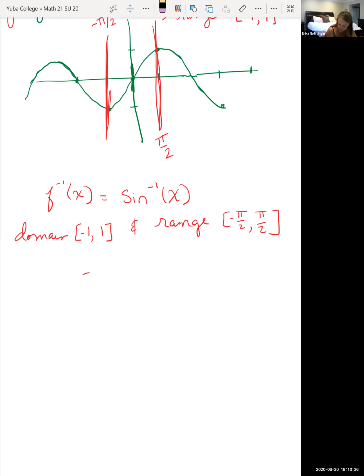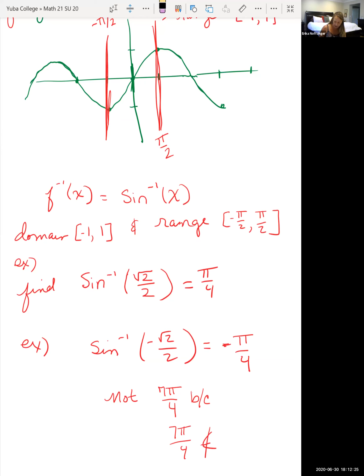So it's not 7 pi fourths, which is a coterminal angle to that, which would give us the same terminal side, because that's not contained in this interval that we narrowed it down to, negative pi halves and pi halves. Or even the third quadrant, where sine is negative. So if I think of pi plus pi fourths, that's 5 fourths.